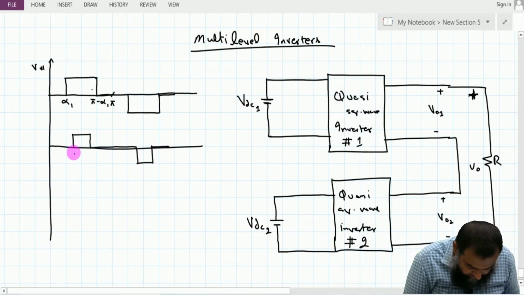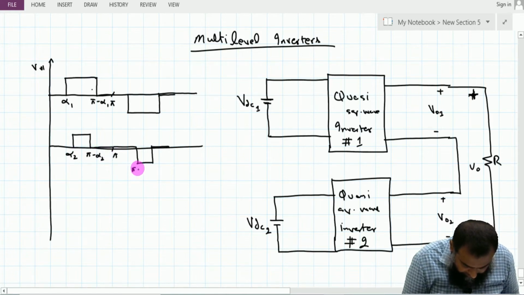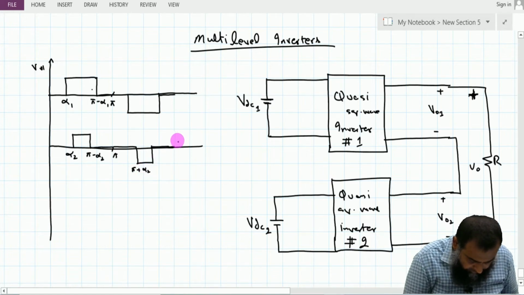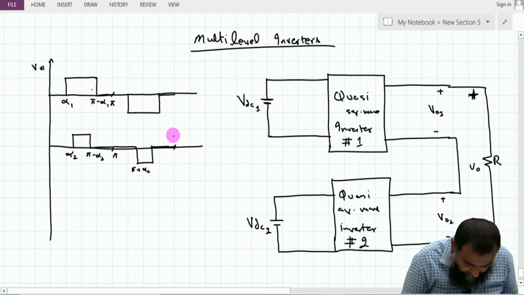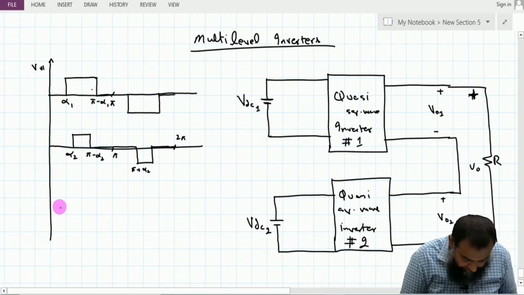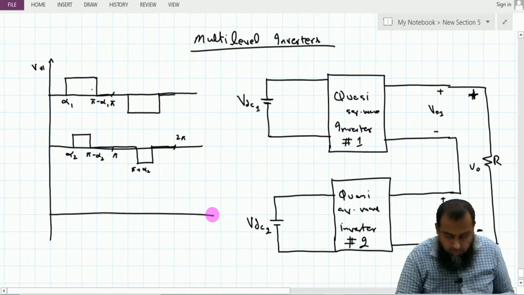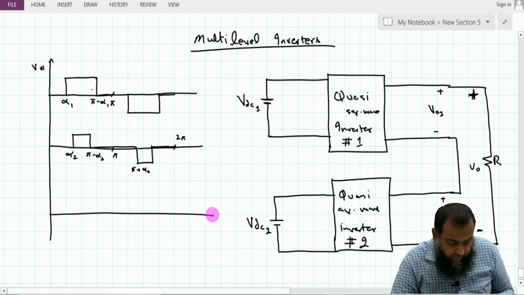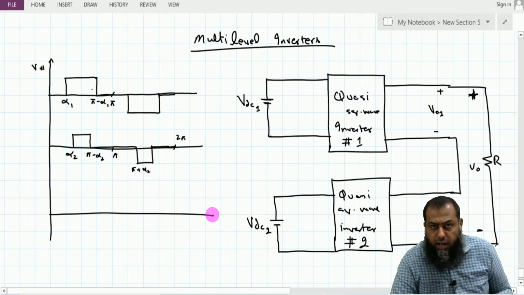We have this type of an output. This is alpha 2, this is pi minus alpha 2, this is again pi, this is pi plus alpha 2, and here somewhere this is 2 pi. Now if we connect these two in series, then we get an output voltage which has multiple levels.